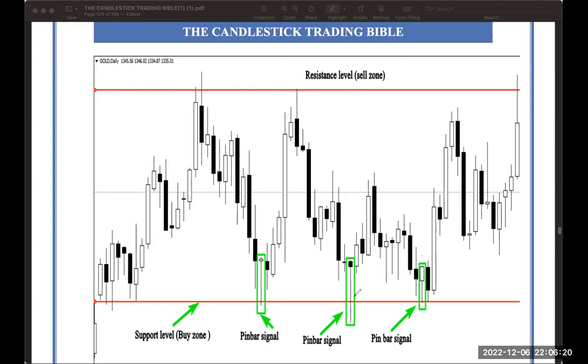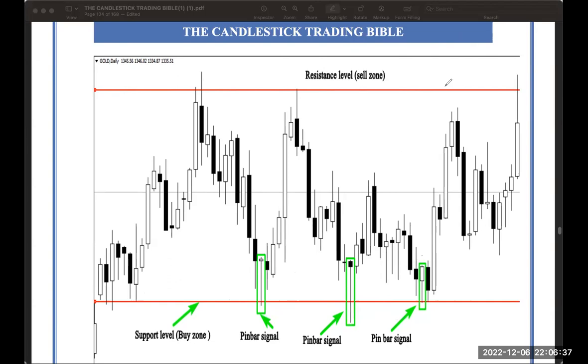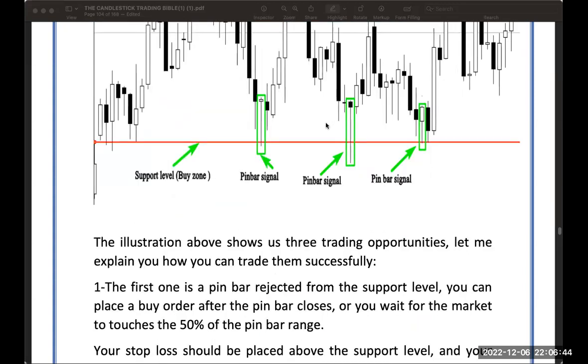Support level, buy zone, pin bar signal, pin bar signal. So you can see the pin bar candles here. The signal buys while you're on the support zone. And the opposite is true. If you see a pin bar on the top side, then you can basically take your sell from the top side if you see a pin bar there. Okay, let's go down with it.